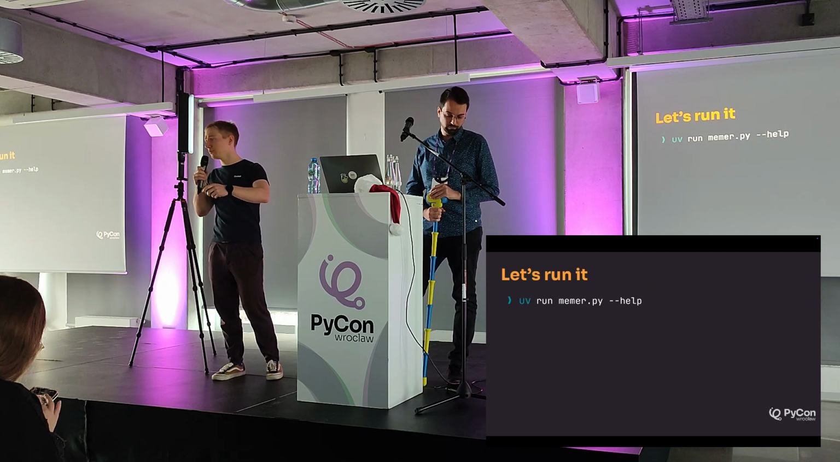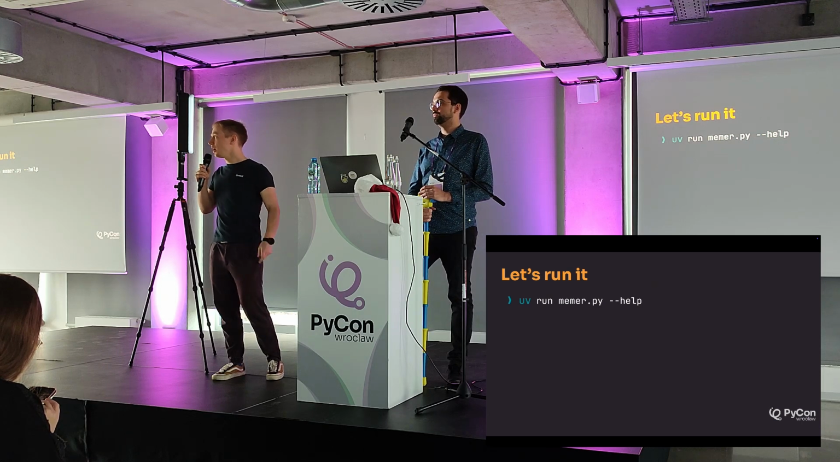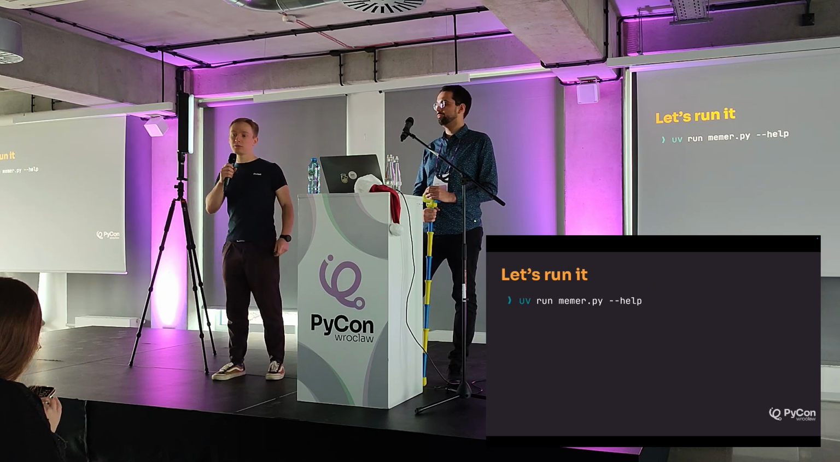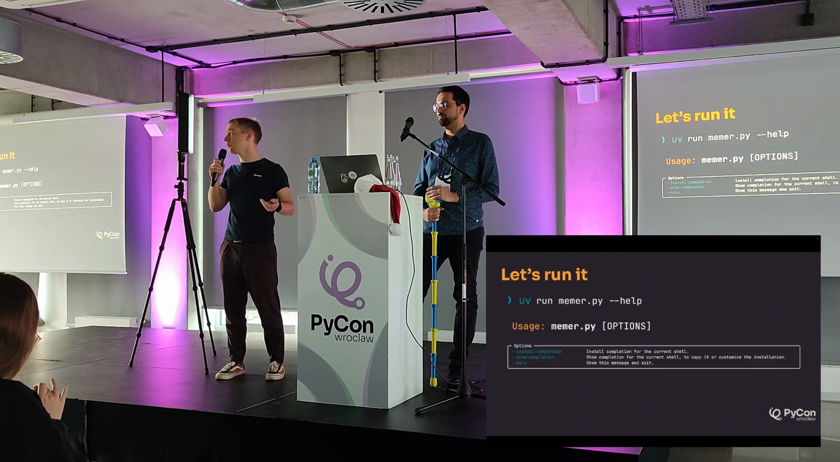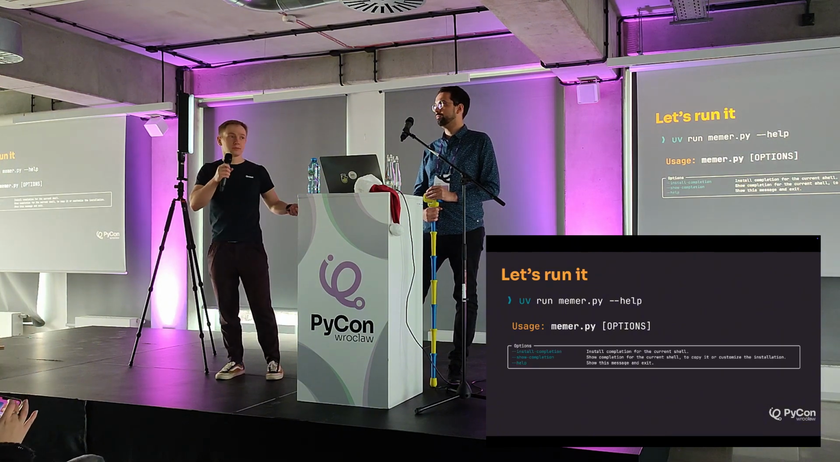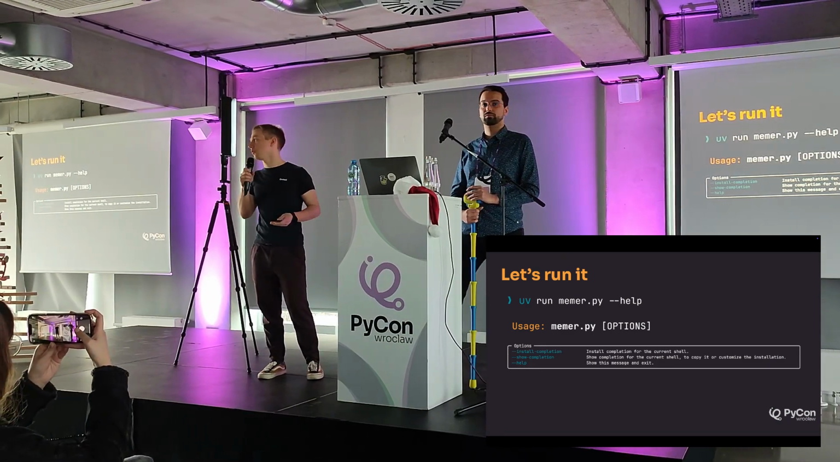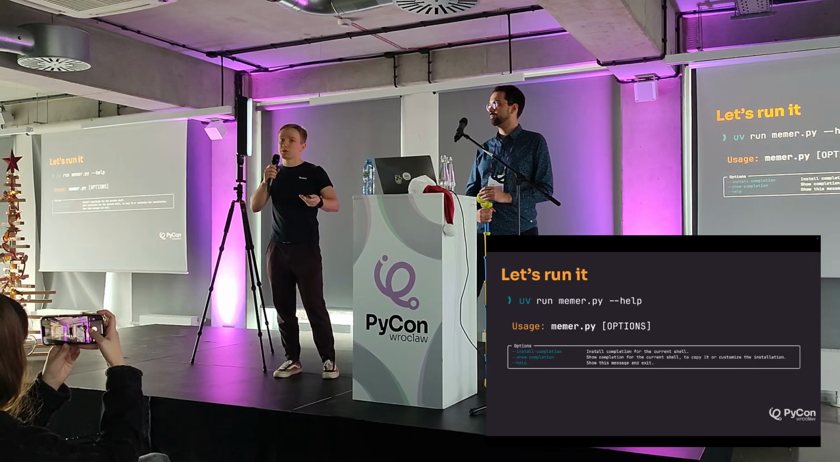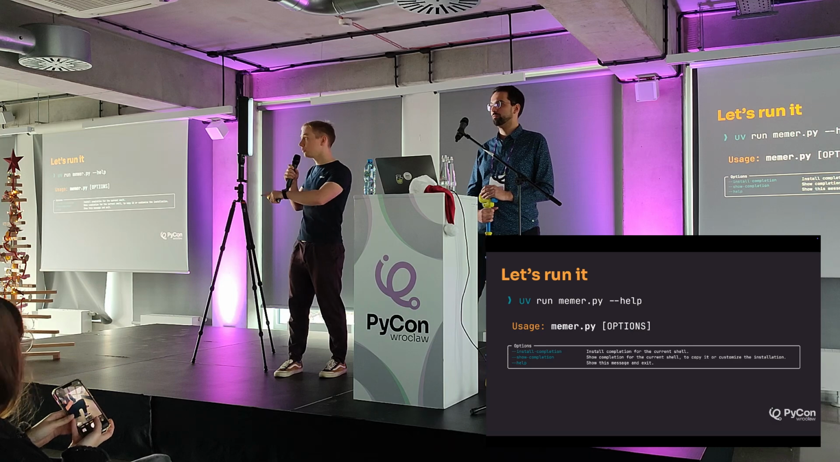Again, we'll call uv run, which will run the Python script with the right file. But we'll add help, because we already have help for the user. It shows us the usage and some options. Not a lot, but already nicely formatted. So that's how help works. Our CLI does not do a lot, but now we are ready to add more to it.